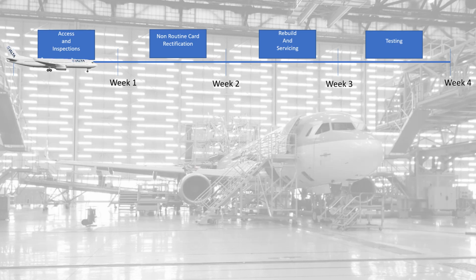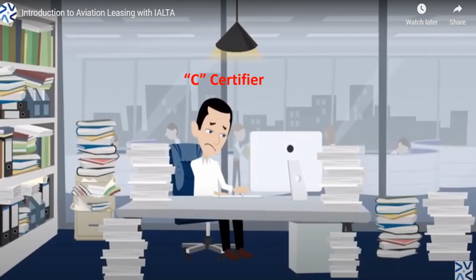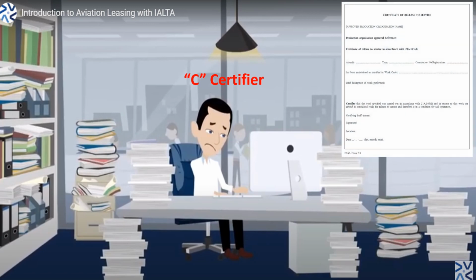The aircraft will be on the ground for a number of weeks, and all the associated technical records will be stored and uploaded to a cloud platform. At the end of the maintenance visit in the MRO, all the routine and non-routine task cards will be reviewed by the designated senior person in the MRO, sometimes referred to as the C certifier. This person will then issue the Certificate of Release to Service, or CRS.